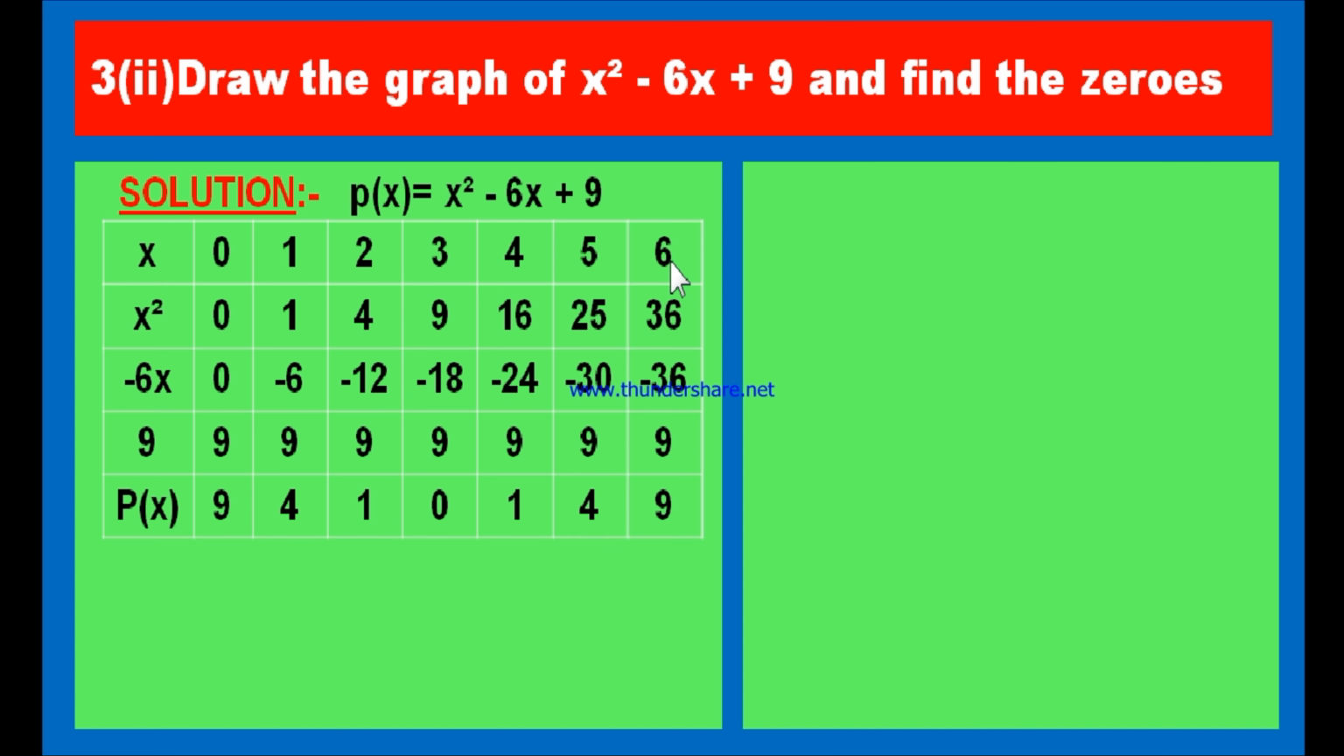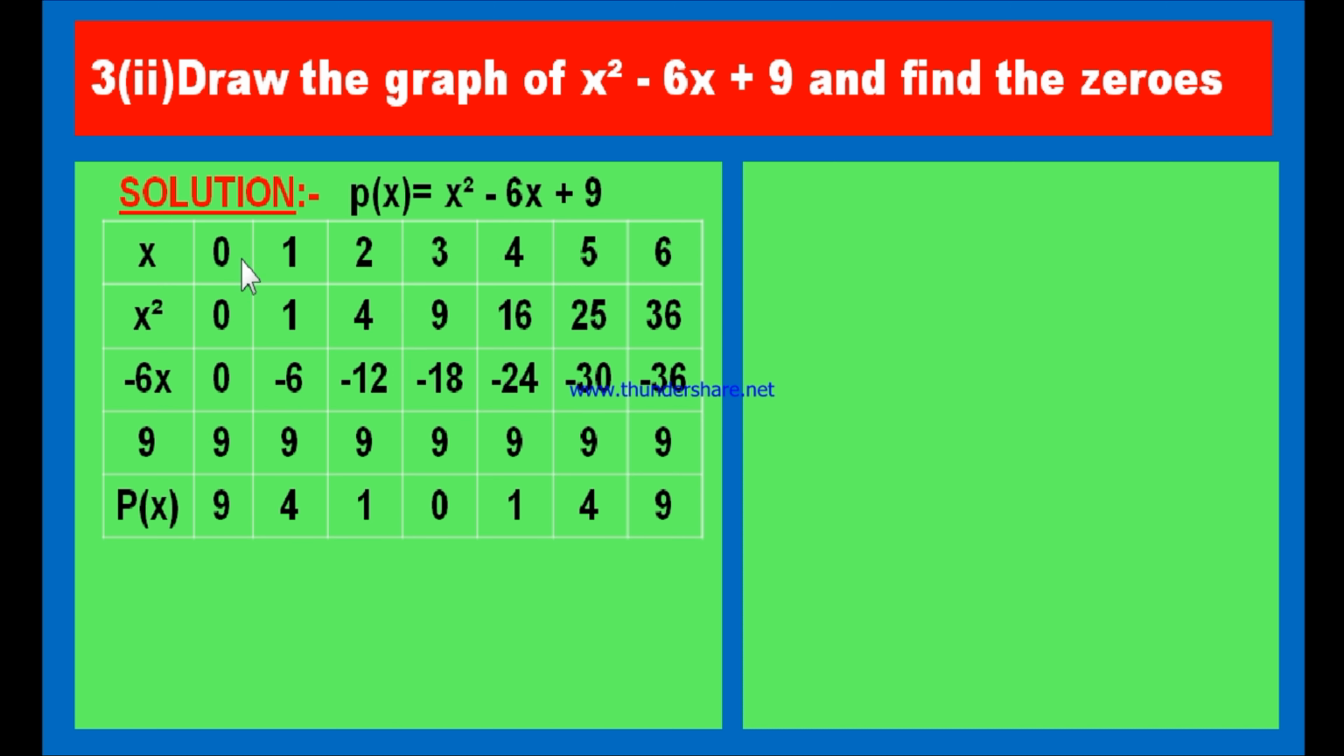Next, take x is equal to 6. x square, 6 square is 36. Minus 6x, minus 6 into 6 is minus 36. And this is plus 9. 36 plus 9 is 45. 45 minus 36 is 9. Therefore, the next point is (6, 9).